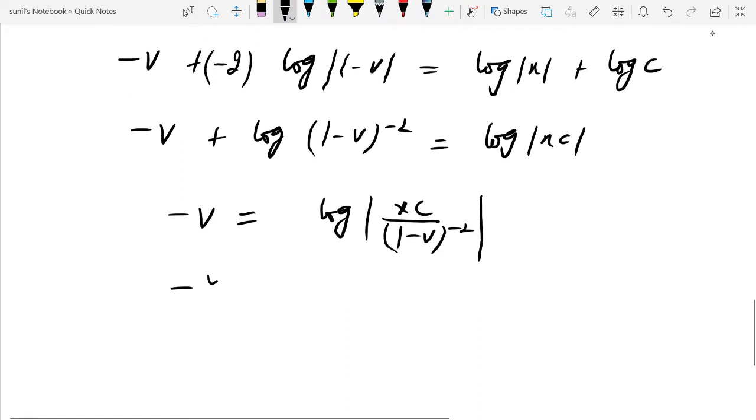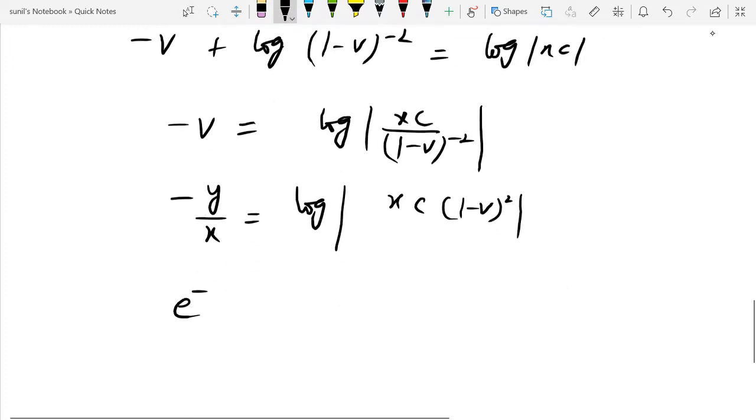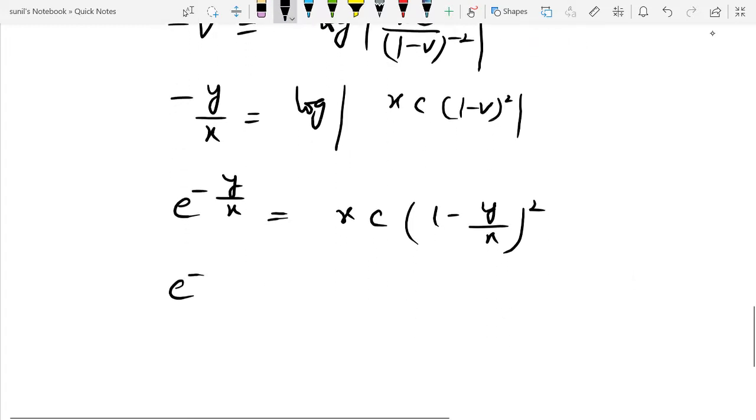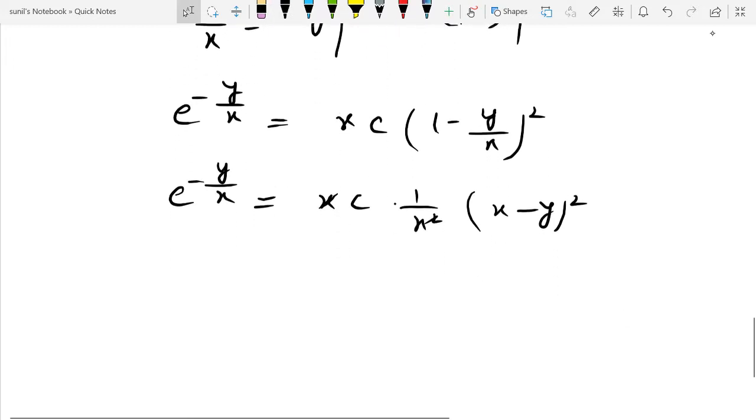Further, I can write v as y by x. Log of xc into 1 minus v whole square, whole mod, which is the same as e raised to power minus y upon x, x into c into 1 minus y upon x whole square. Further, I can write this as e raised to power minus y by x, x into c. If I take the LCM, then it will be 1 by x square times x minus y whole square. So this power will get cancelled. So the final answer is, we can take x on this side, and c into x minus y whole square. So that's the answer.